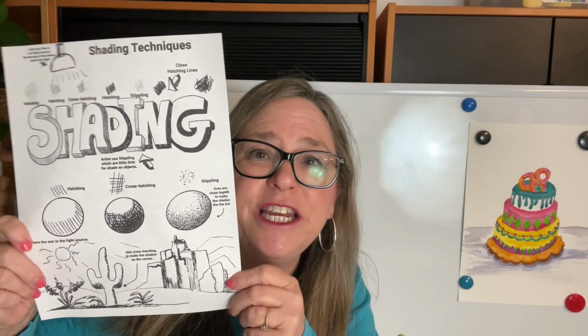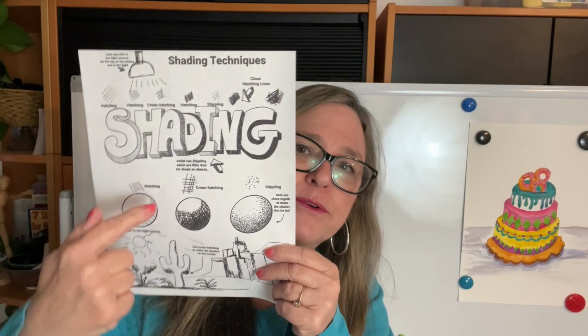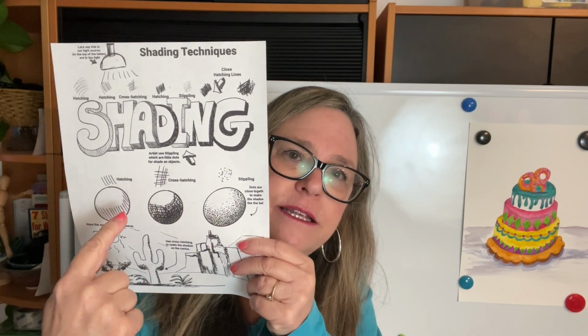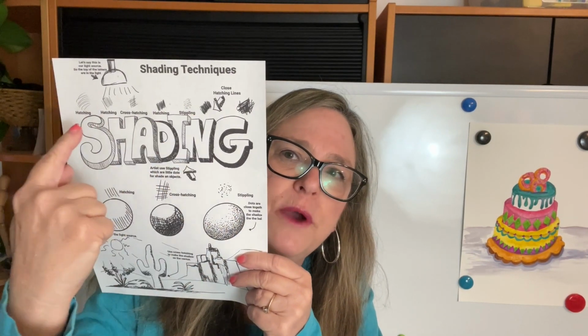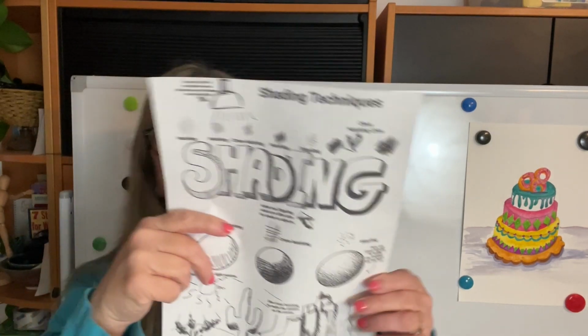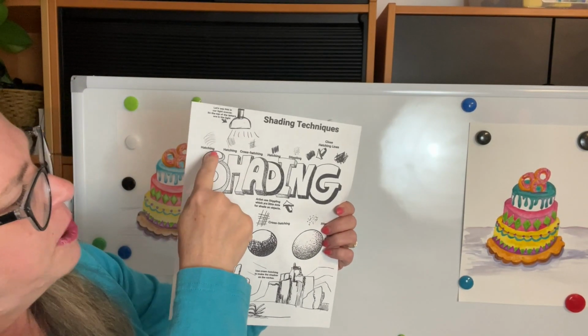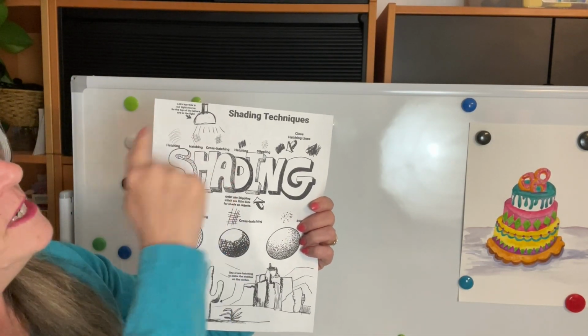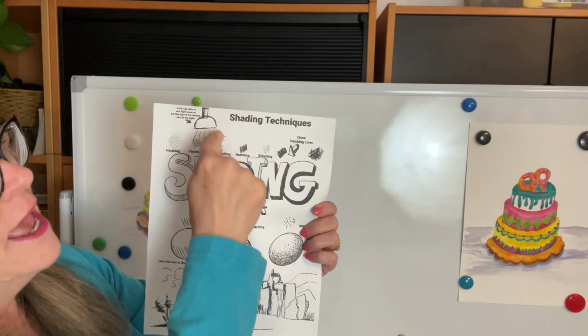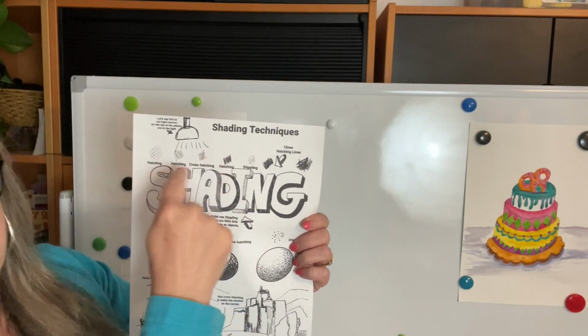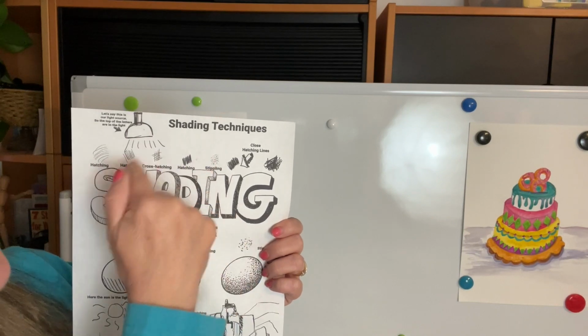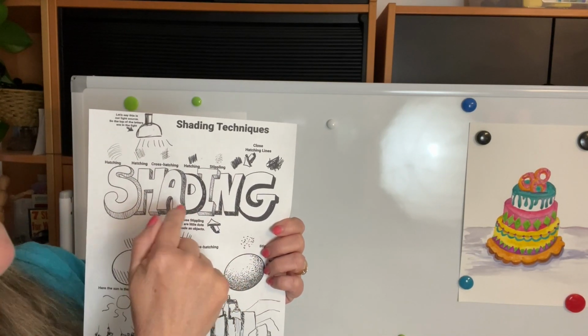You get this sheet of paper, and this sheet of paper is going to talk about the different types of lines. You're going to learn how to do hash marks and different hash marks and cross hatching. This is all how you learn to shade with a pen or a pencil.